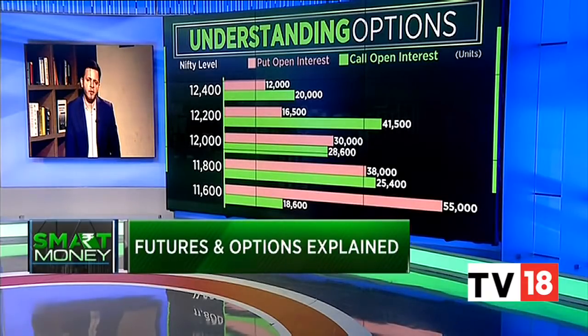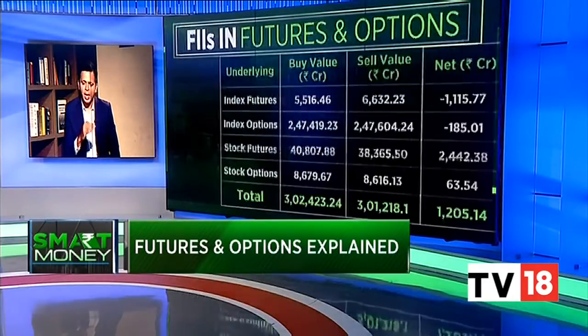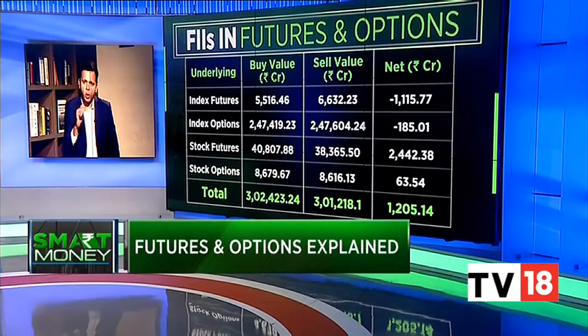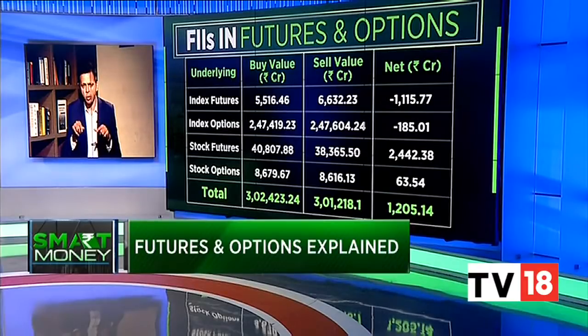FIs are more active than DIs in the derivatives market, at least, and what they do impacts the market. Now this is what happened this week. Monday the market corrected substantially, and it bounced back on Tuesday. But in that bounce back, FIs formed short positions. If you can see on the chart on your screen, around 1100 crores of short formation in index futures, and this is with a rise in open interest.